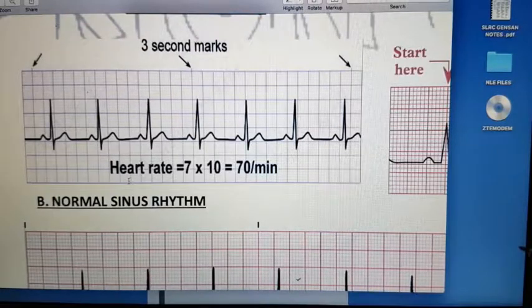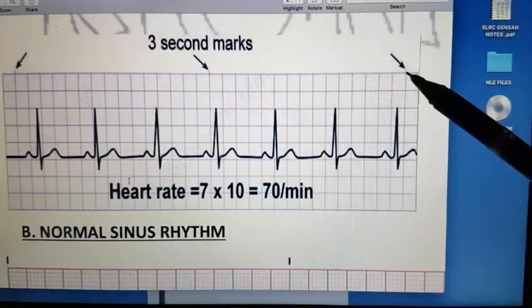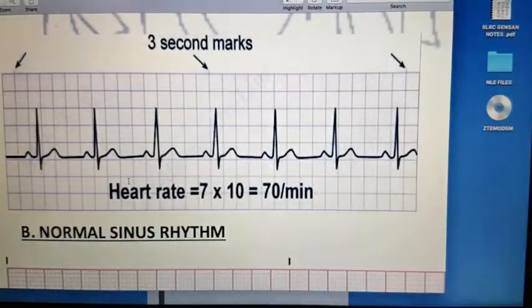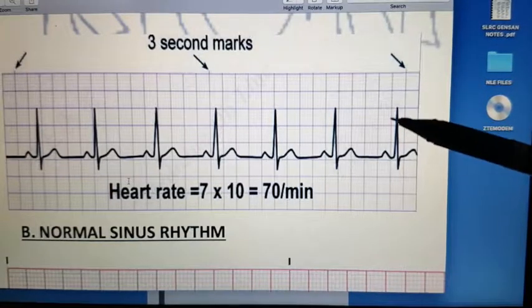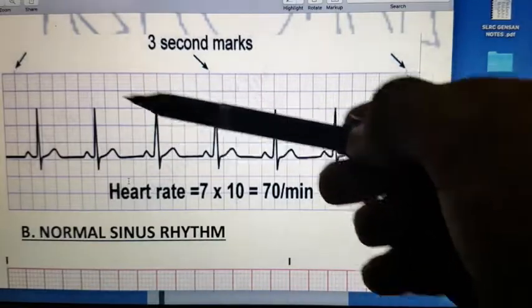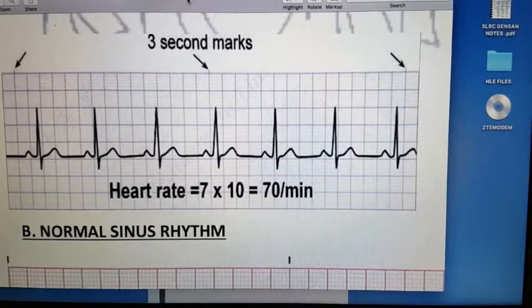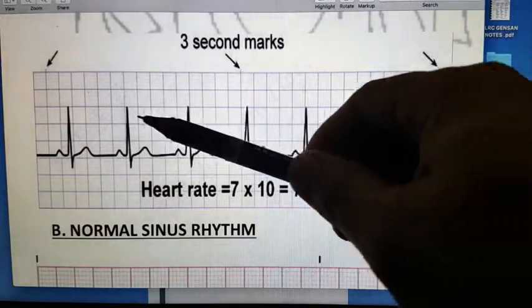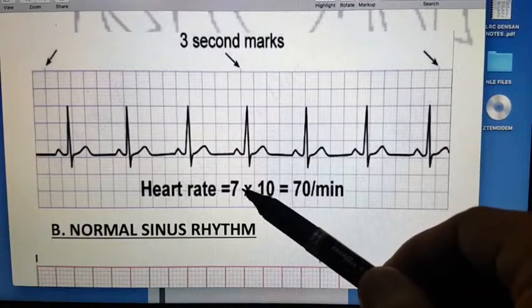So question, how will you know the heart rate of the patient using a 6 second strip? Well, you have to count how many R waves are there in the 6 second strip. If this is your 6 second strip, from this point to this point, 3 seconds, this point to this point, 3 seconds, that will give you 6 seconds. This is an R wave, R wave, R wave, R wave, R wave, R wave, R wave. So all you have to do is count how many R waves are there. Look, it's 1, 2, 3, 4, 5, 6, 7. So there are 7 R waves in a 6 second strip. You multiply that by 10.